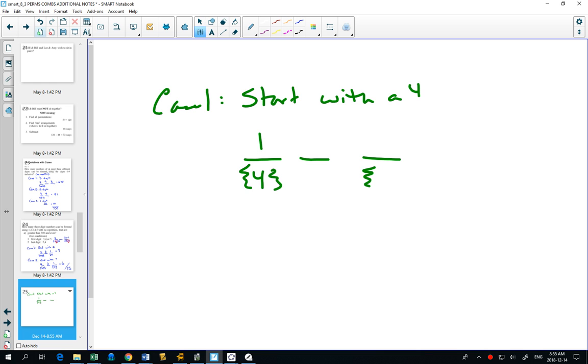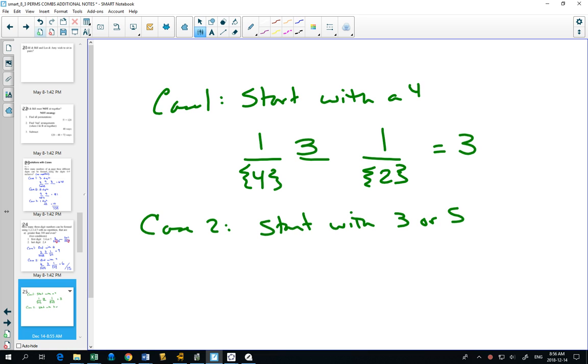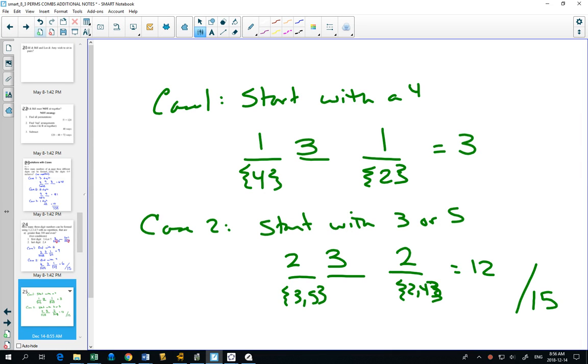This has to be then, to make it even, the only even number left is a 2, 1 choice. I've used up the 4 and the 2. I have 3 numbers left for 3 total. Case 2, I could have started with a 3 or a 5. I don't have to break those up because they're the same thing. They have no restriction. If I use a 3 or a 5, I still have 2 options of a 2 or a 4 left. You used up 2 numbers, 3 left in the middle. Still gives me 15 in total.